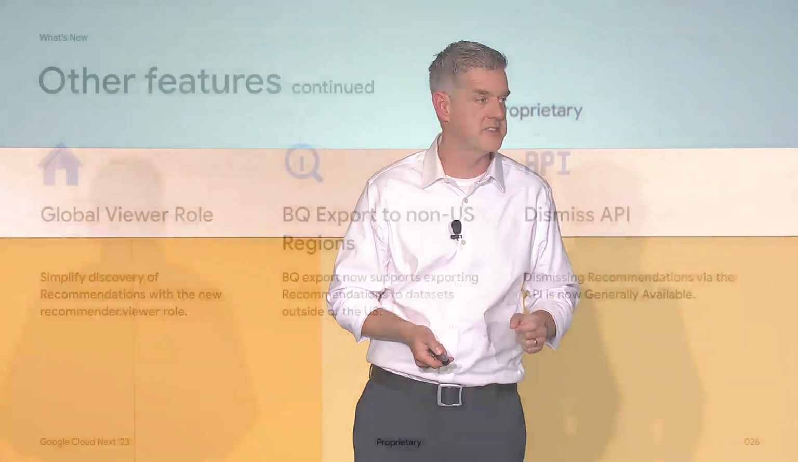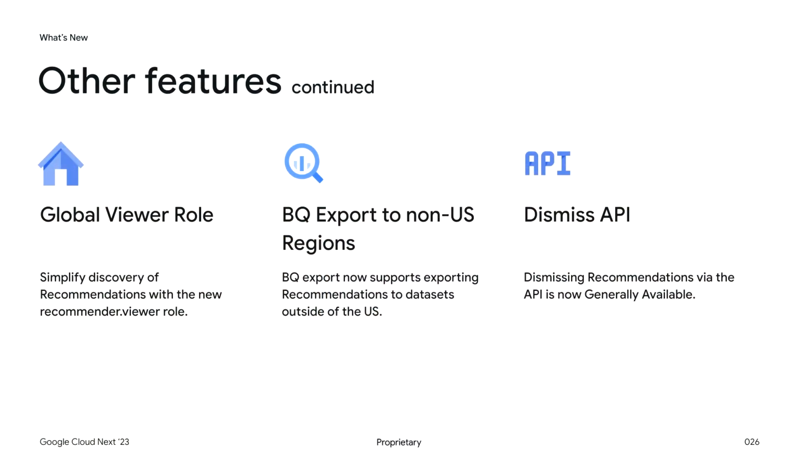I already mentioned BQ export to non-US regions, and so the final feature I just wanted to highlight, if you are interested in using the API, we know some organizations are hesitant to adopt APIs that are not yet in GA. So we have upgraded our dismiss endpoint for our API from preview to GA that will let you bulk dismiss recommendations that might not be appropriate for your organization.